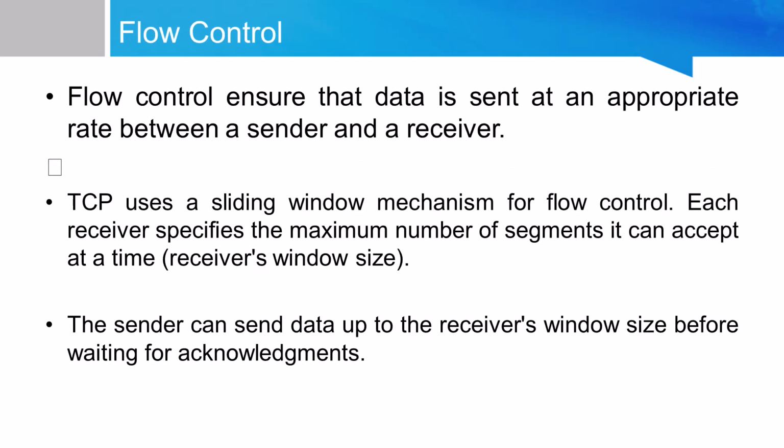Next, flow control. Flow control ensures that data is sent at an appropriate rate between a sender and a receiver. TCP uses a sliding window mechanism for flow control. Each receiver specifies the maximum number of segments it can accept at a time, which is known as the receiver's window size. The sender can send data up to the receiver's window size before waiting for acknowledgements.